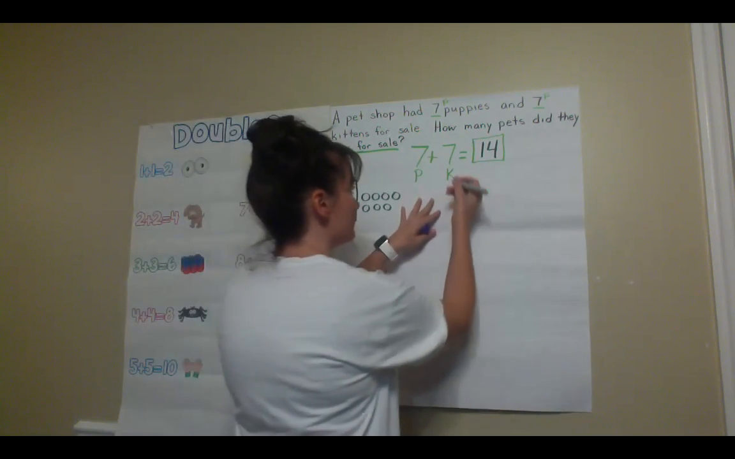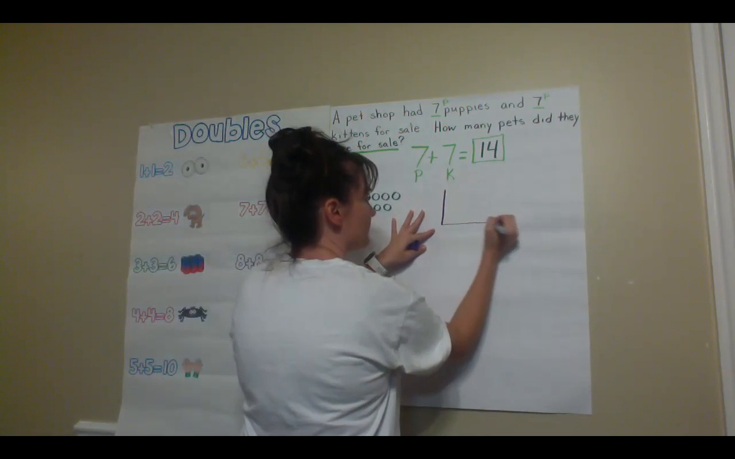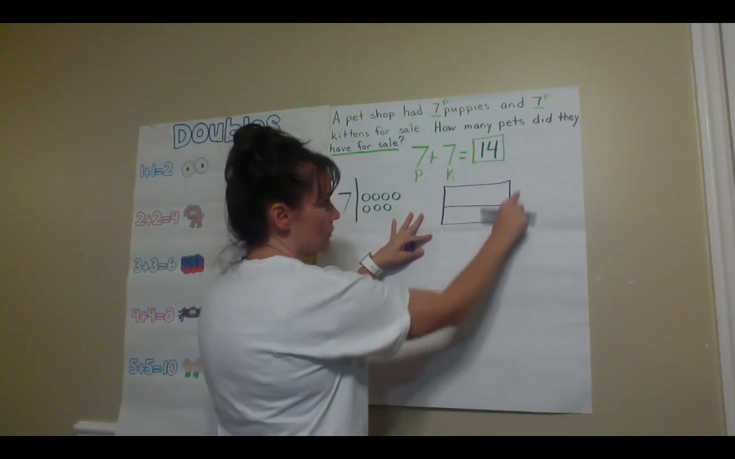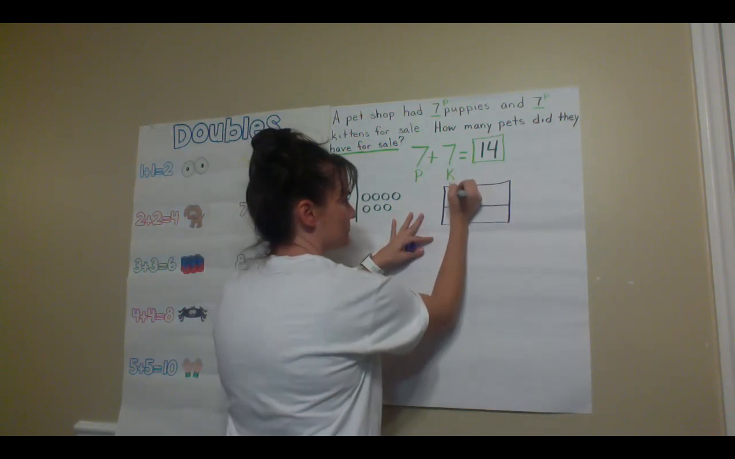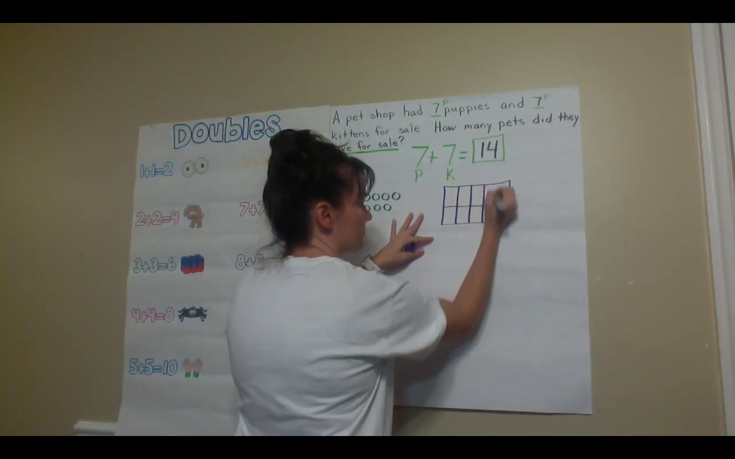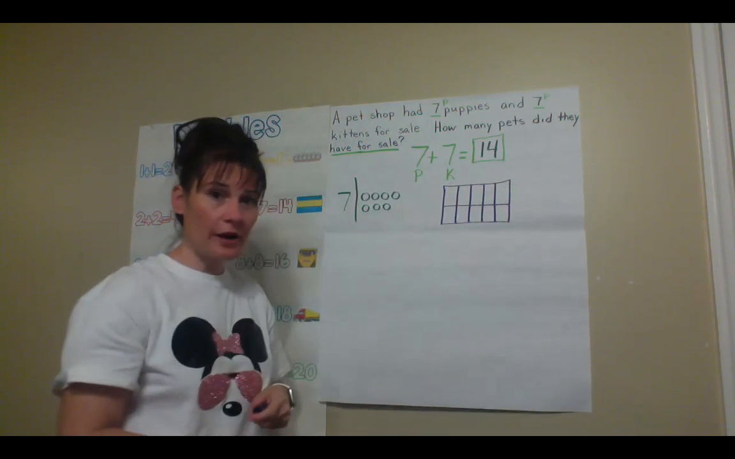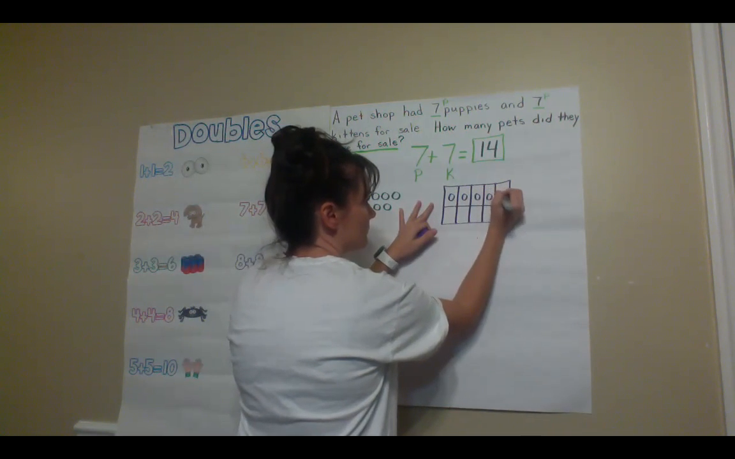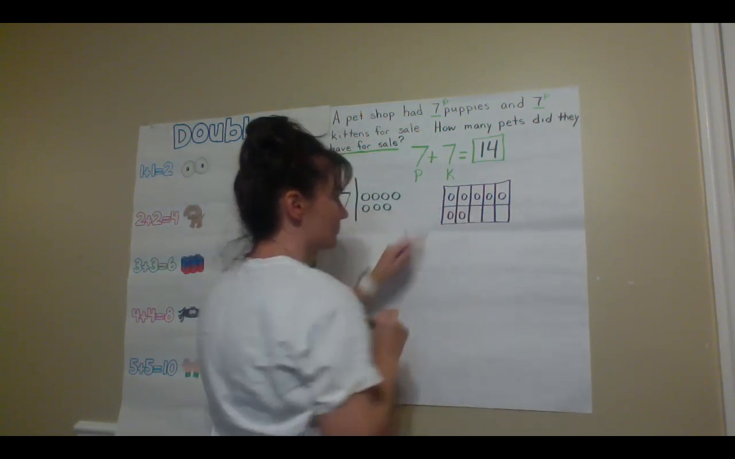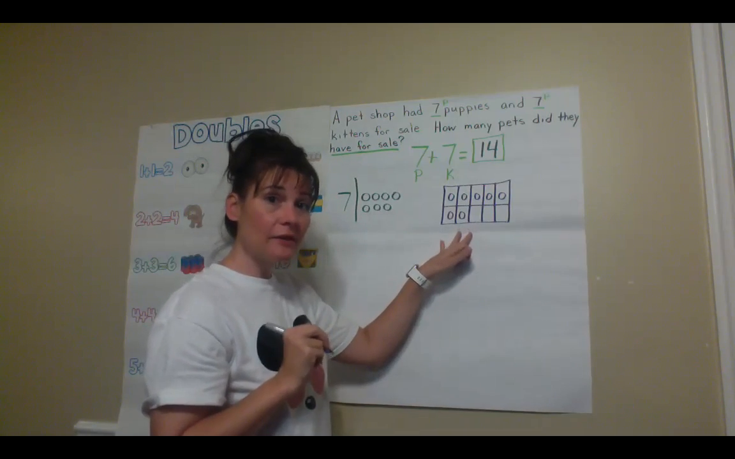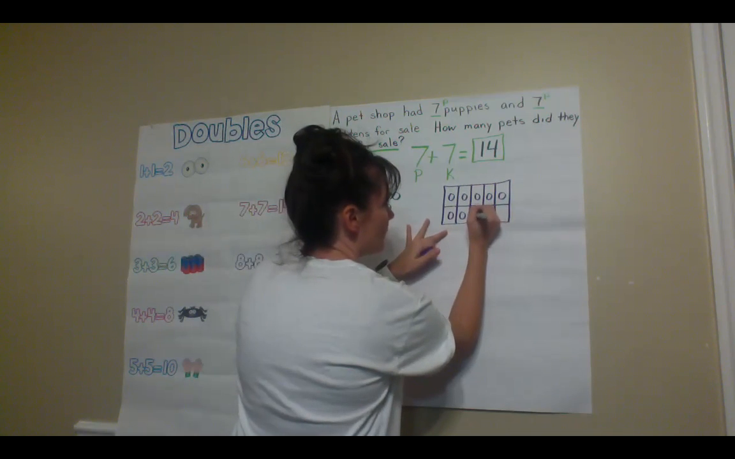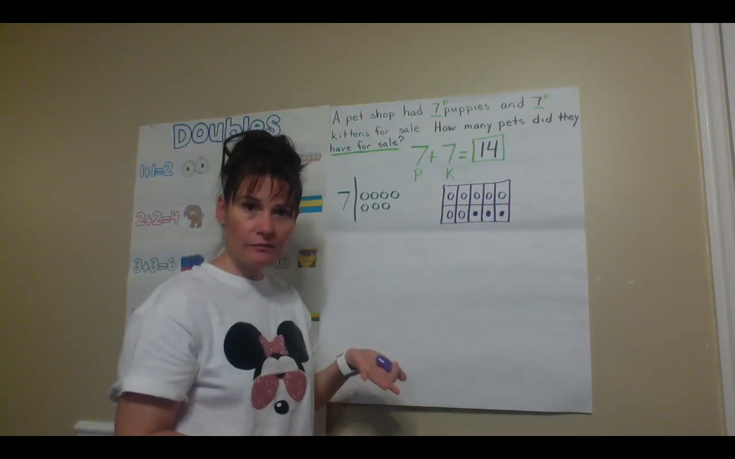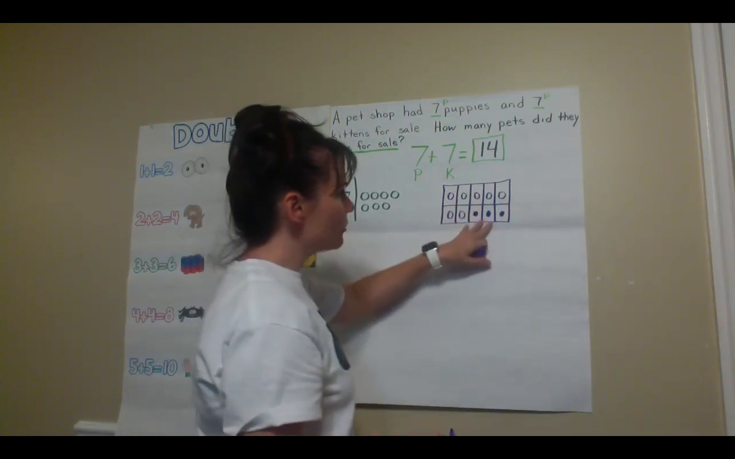I saw someone use a 10 frame. Remember when we draw our 10 frame, we do our box and we slice it in half. So I have my 10 frame. I saw that they put 7, and then they needed to add 7 more. But what I noticed is they ran out of room on their 10 frame. So does that mean they're done? No, because they only got to 3.